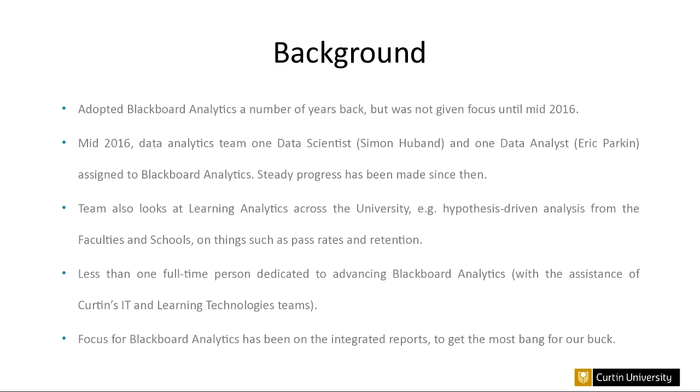So our focus on Blackboard Analytics is only really less than one full-time person. I'm the main person that manages Blackboard Analytics here, but we do get assistance from the Learning Technologies team who manage Blackboard Learn, and our Curtin IT team as well. So that's just a bit of context for the team. Given our limitations there, our focus has been on the integrated reports, where we feel that's where Blackboard Analytics offers the most value. We can get the most bang for our buck with our minimal resourcing.